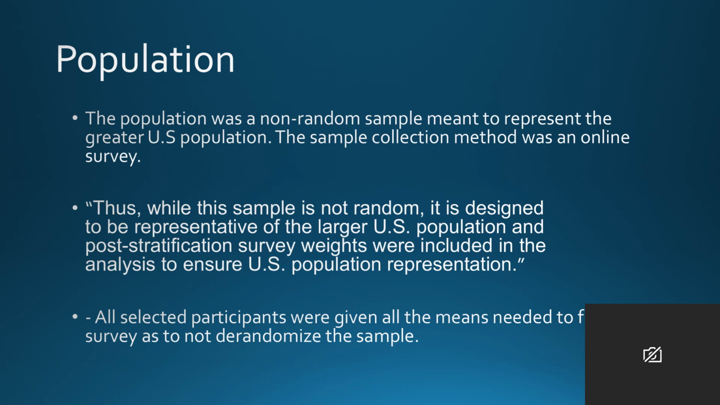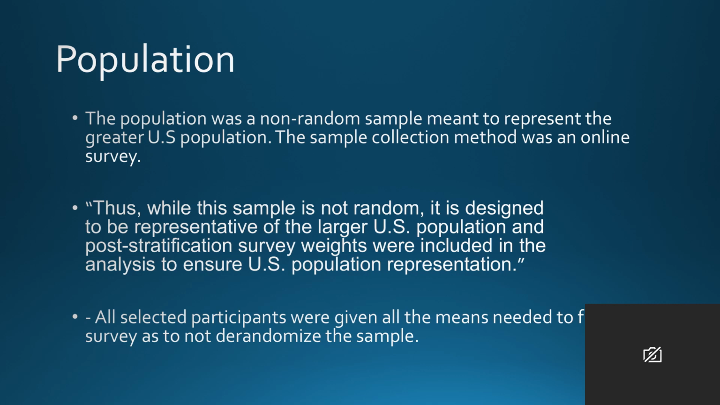The population that this study looks at is taken from a non-random sample meant to represent the greater U.S. population. The sample collection method was an online survey. And a quote talking about the sampling method was, "Thus, while the sample is not random, it is designed to be representative of the larger U.S. population, and post-stratification survey weights were included in the analysis to ensure U.S.